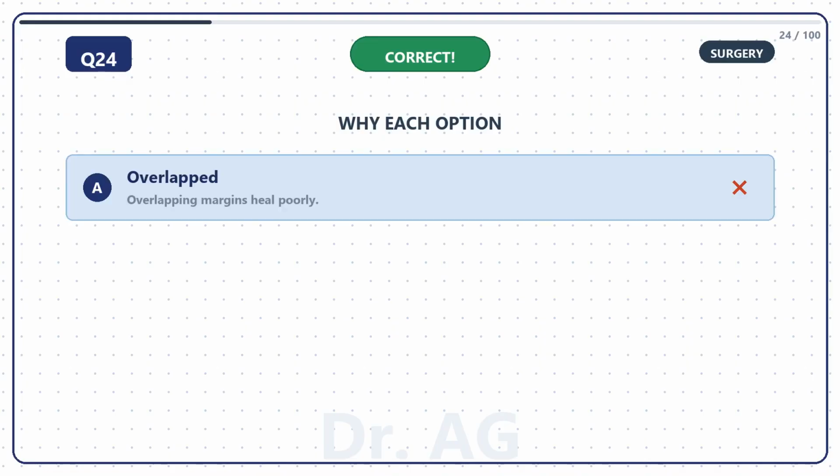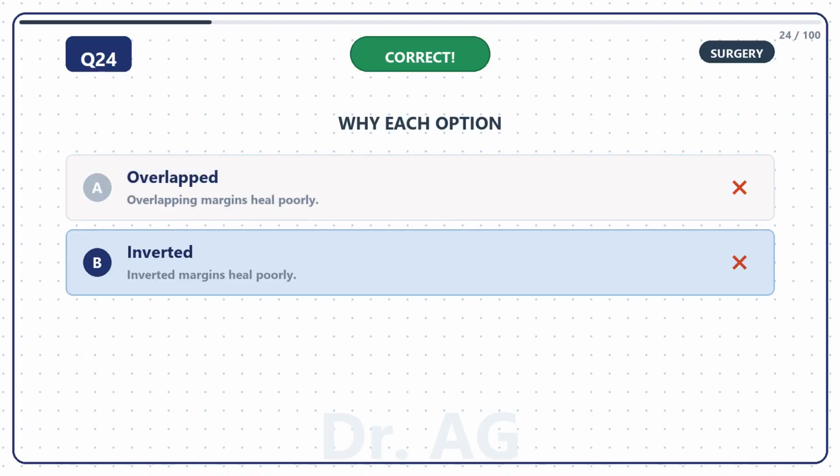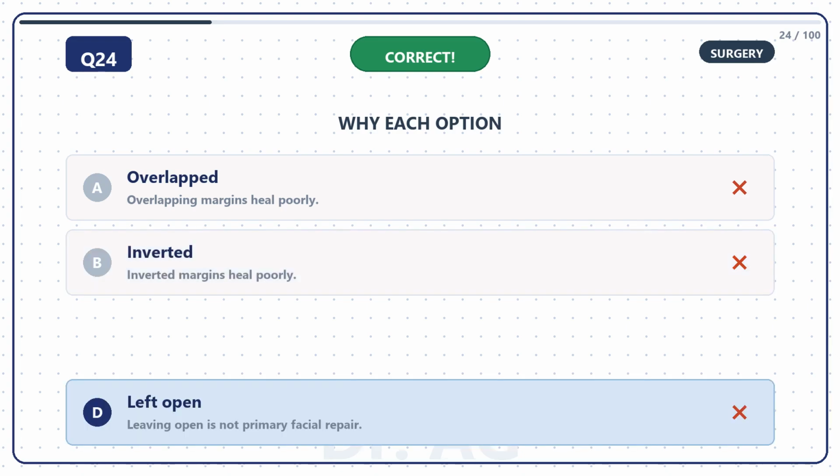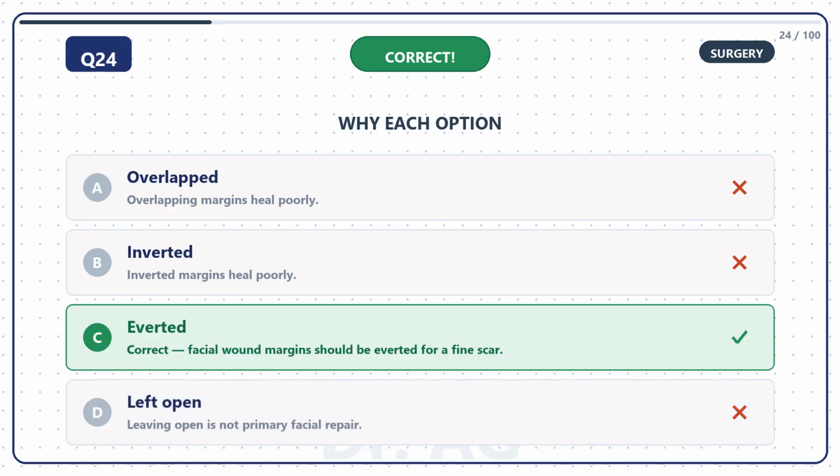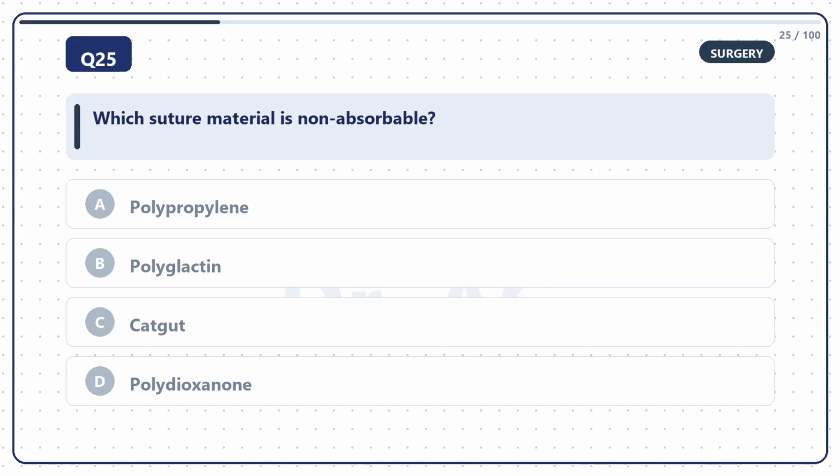Let's go through the options. Overlapped. Overlapping margins heal poorly. Inverted. Inverted margins heal poorly. Left open. Leaving open is not primary facial repair. And the correct answer is everted. Correct. Facial wound margins should be everted for a fine scar. So, the right answer is option C. Everted.